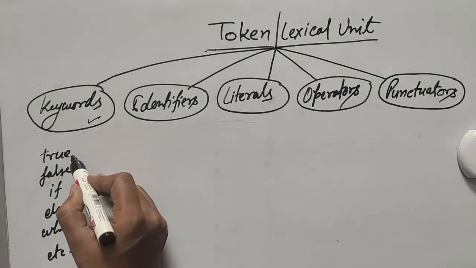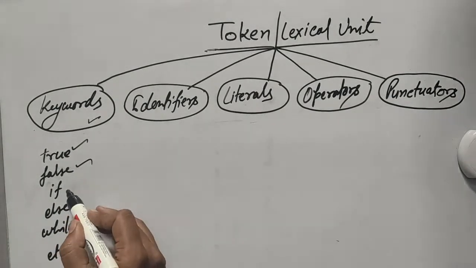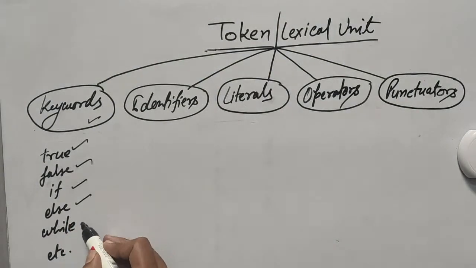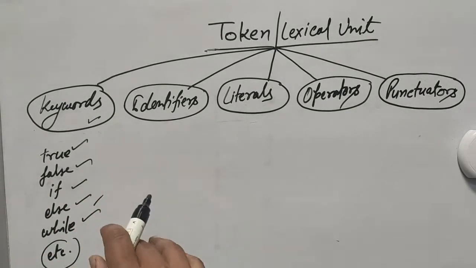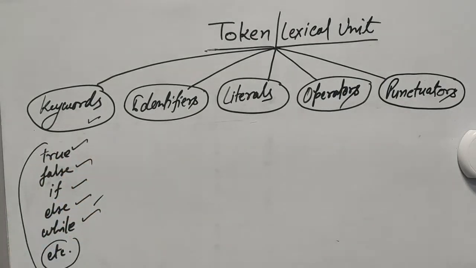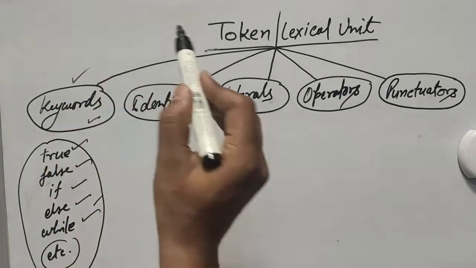For example, the True word, False word, if keyword, else keyword, while keyword, and many more keywords are there which have their special meaning in computer programming. These types of names which have a special meaning in computer programming are known as keywords.